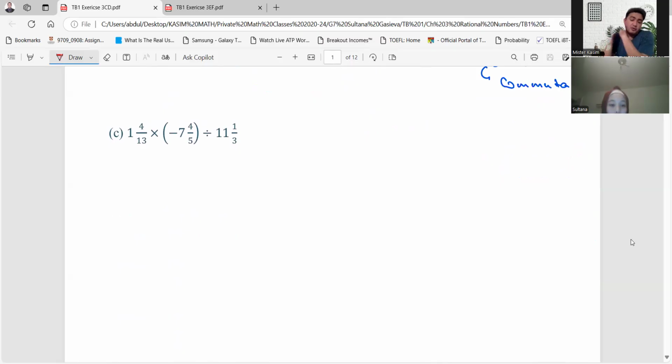If you have three or four or more, first, as you see here, all of them are multiplication and division. So I need to change the mixed numbers to improper fractions. The first one, can you tell me what is 1 and 4 over 13? Can you convert this to an improper fraction? First I do 13 times 1, then 13 plus 4. So that's 17, so 17 over 13. Okay, we are done with this. Times negative, the second one.